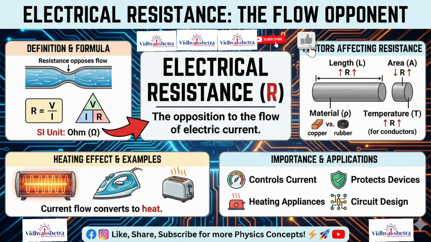Definition of resistance. Resistance is the property of a conductor that opposes the flow of electric current through it. In simple words, resistance decides how easily or how difficult it is for electric current to pass through a material. Low resistance, more current flows. High resistance, less current flows.